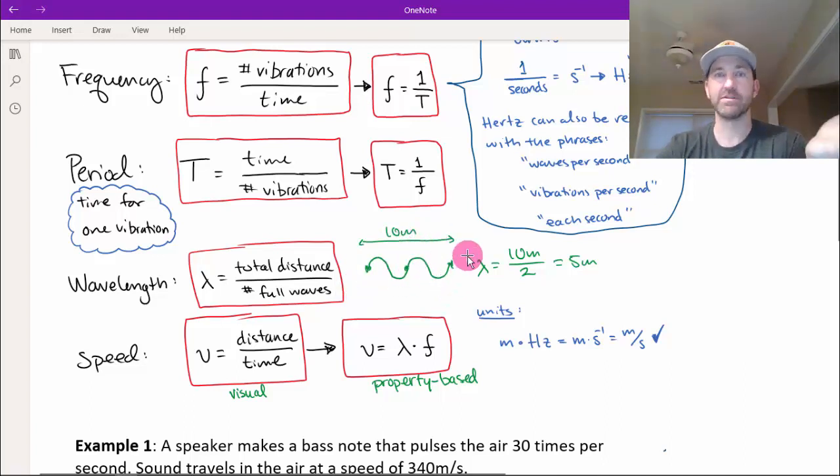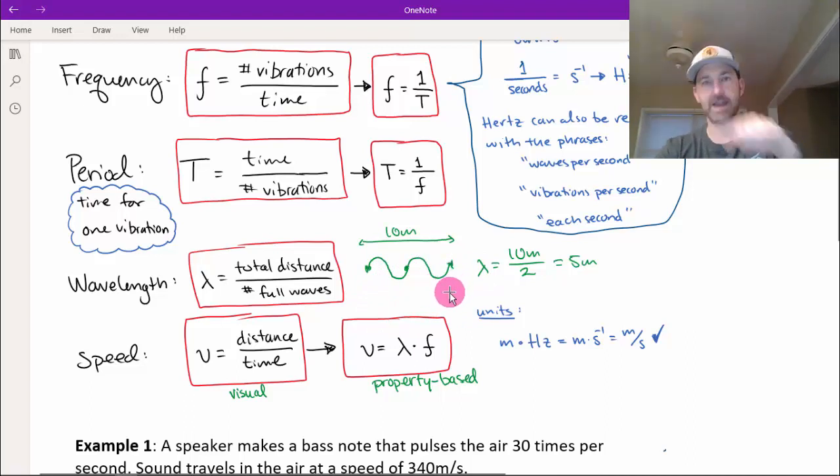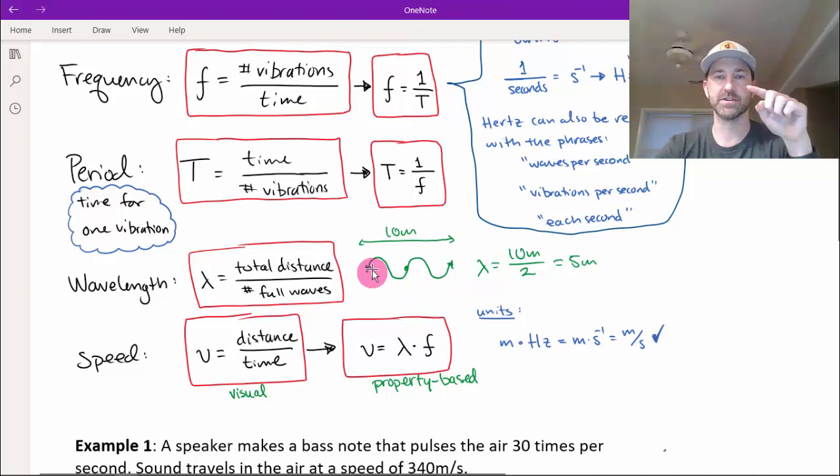Well, what's the wavelength? Some people would say, oh, it's 10, easy. No, it's not 10, because there's more than one wave in there. I think, oh, it's 4, because there's 1, 2, 3, 4 waves. Now, a wave is a crest and a trough. So in this diagram, there are 2 full waves. So I would take the 10 meters divided by 2 full waves, and I get a wavelength for a single wave of only 5 meters.